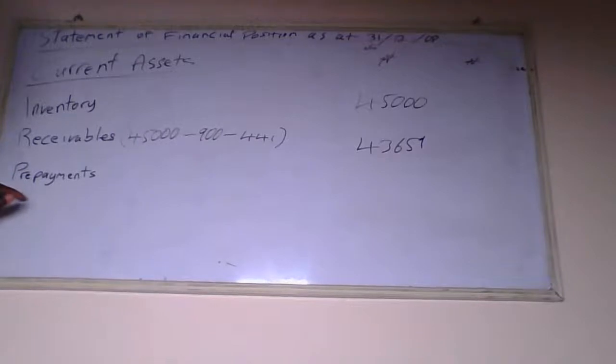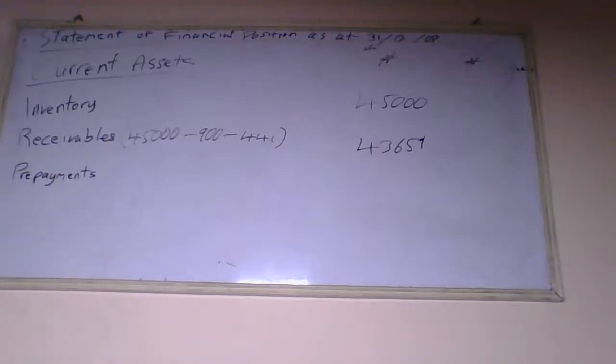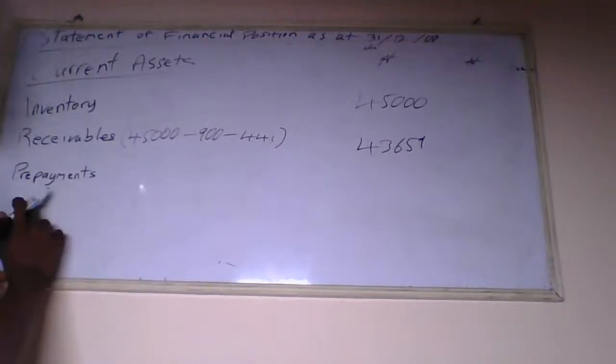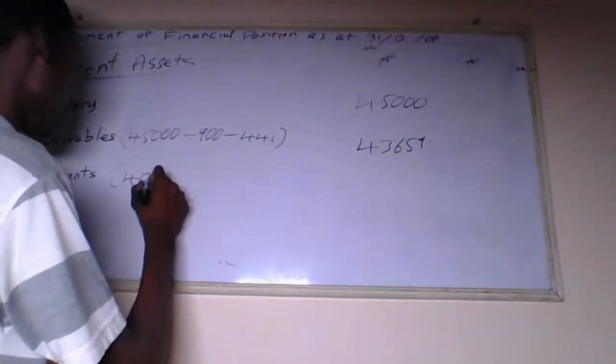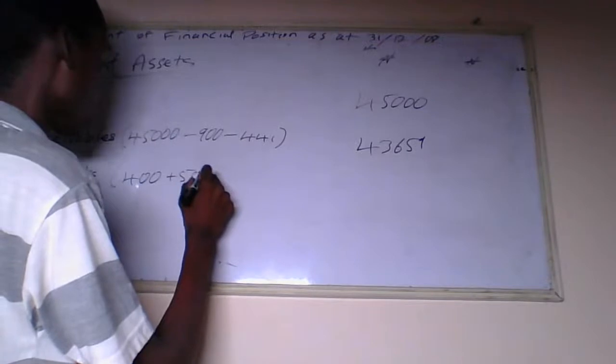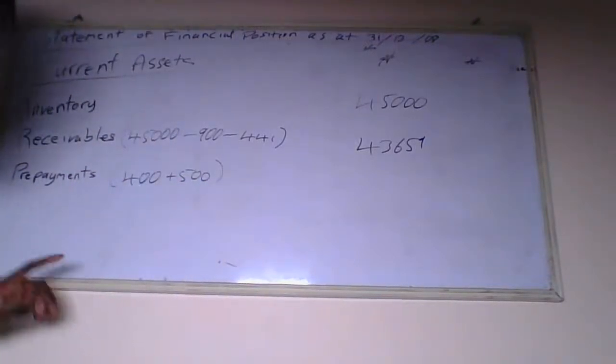Now, prepayments. When you pay for an expense in advance, it's considered an asset to you because when the time comes to pay, you don't have to pay it anymore. So we'll consider it an asset up till the date that the payment is done. For our prepayments, we have 400 and 500, which we did in the workings just now. Under expenses, the prepayments we have are 400 and 500.